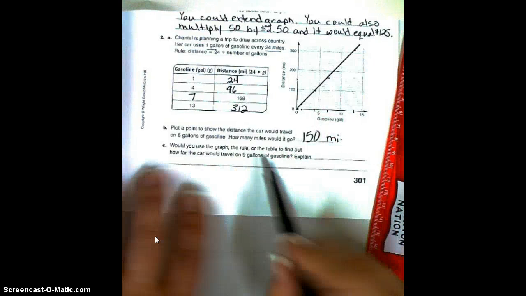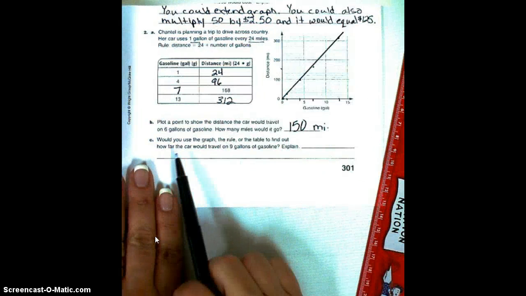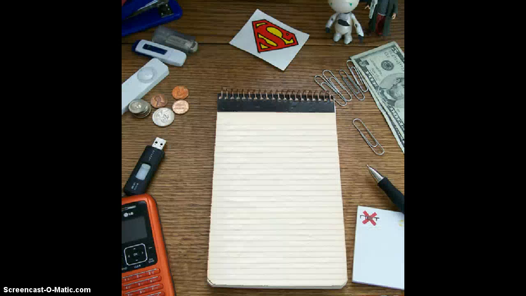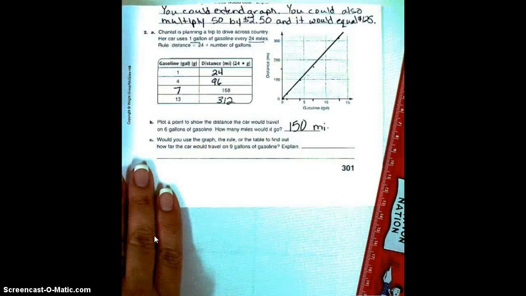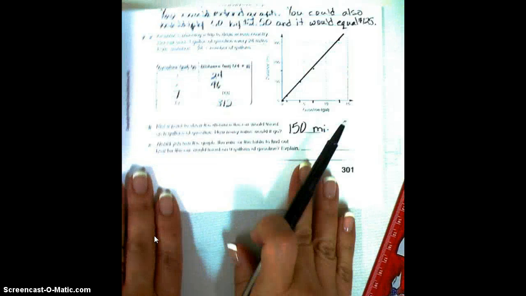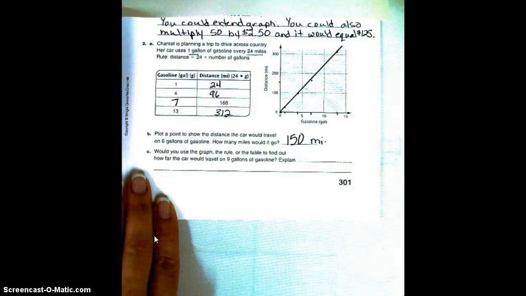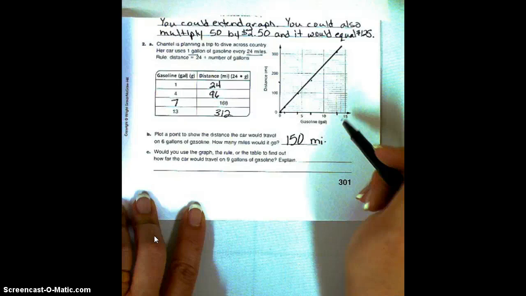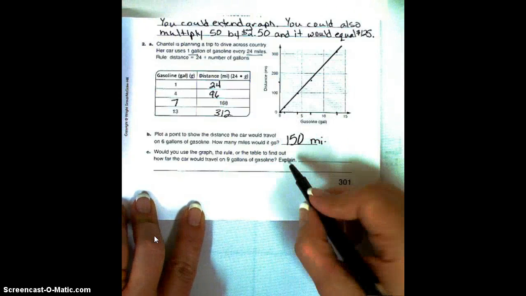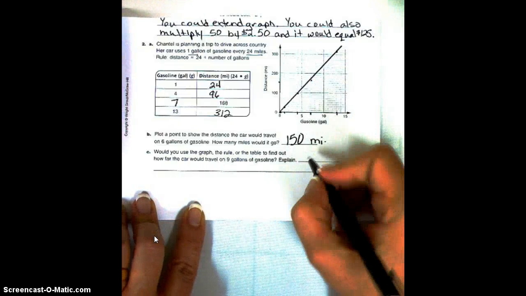All right, and would you use the bar graph, the rule, or the table to find out how far the car would travel? We could use that graph again to do that, or we could use our formula. Again we're trying to figure out which one would be easier to use and faster. If we continued that graph, it would be pretty big, and it would work, but again, there's some room for error. I think we would be better off using the formula.